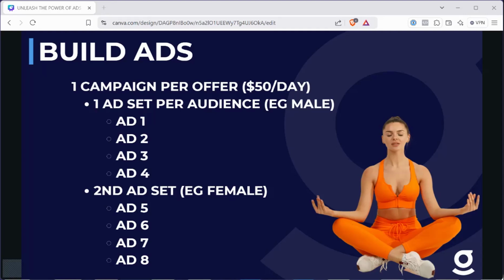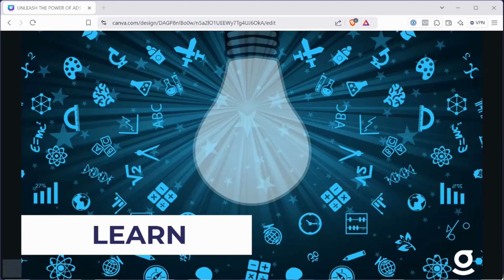So this is really good. Just take a screenshot of this. If you are doing ads and you set up your campaigns like this, you're going to get some incredible results. And I'll talk a little bit more about optimization as well, which is the last step.